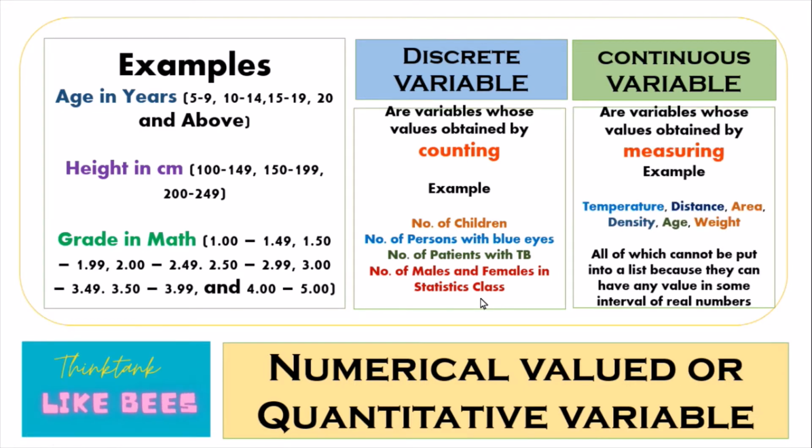With regards to continuous variables, under numerical valued, they are variables whose values are obtained by measuring. Examples are temperature, distance, area, density, age, and weight. All of which cannot be put into a list because they can have any value in some interval of real numbers.